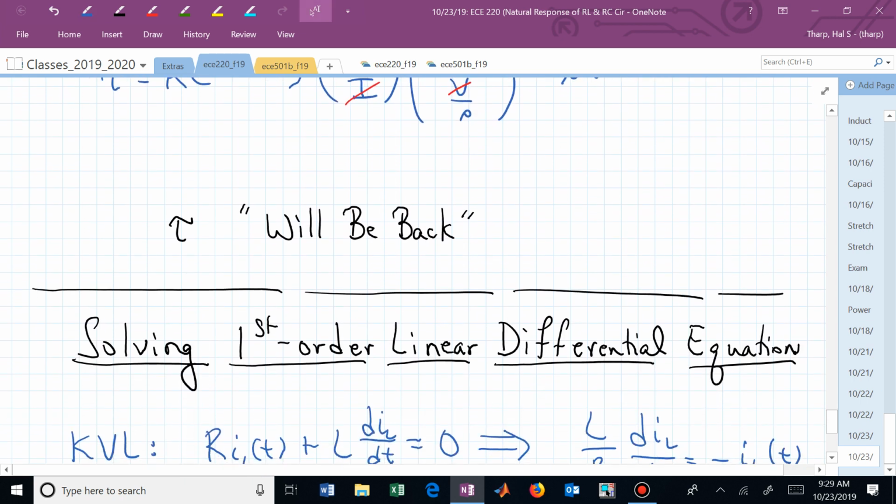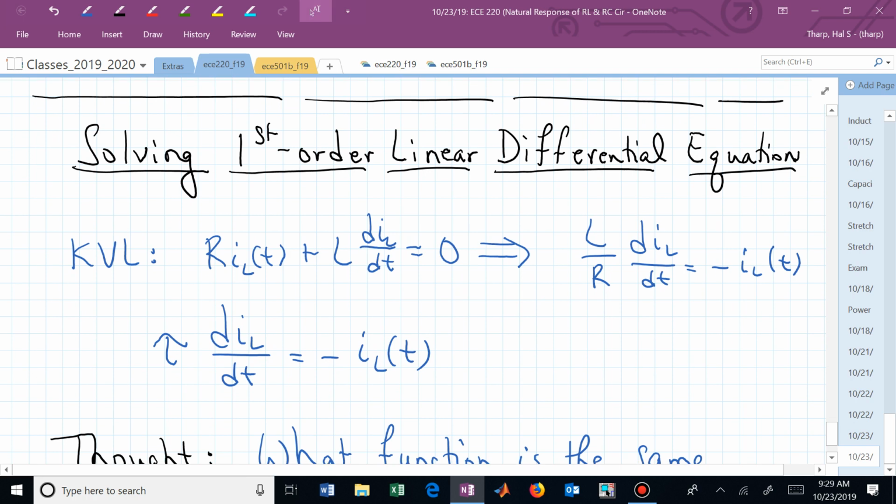We'll be back. So tau will be back. We'll work with tau in a little bit, but now let's start solving these differential equations. With respect to the RL circuit, we wrote a KVL, just as a reminder. We isolated the derivative and we put a coefficient in front of it, L over R. We defined that to be tau, and we said, oh, this is tau times the derivative of I is equal to minus I.